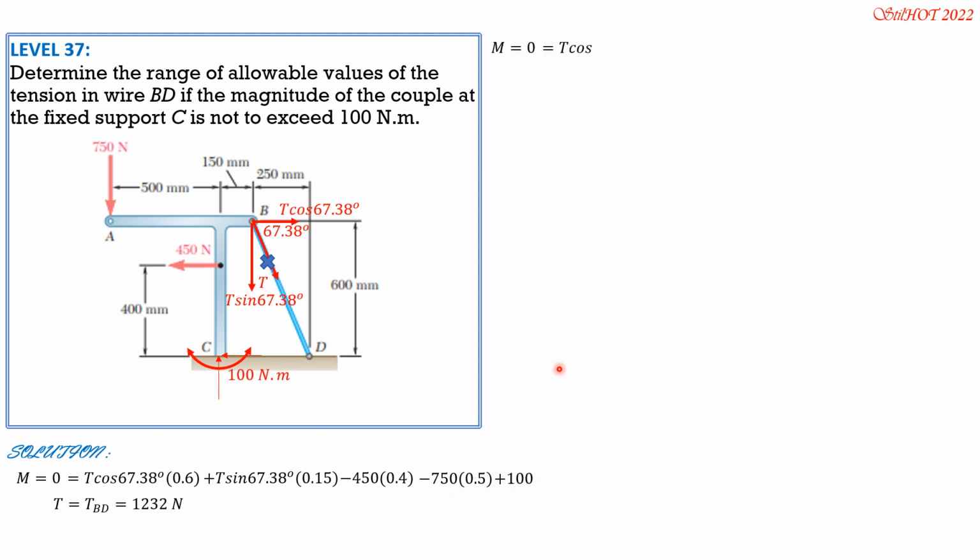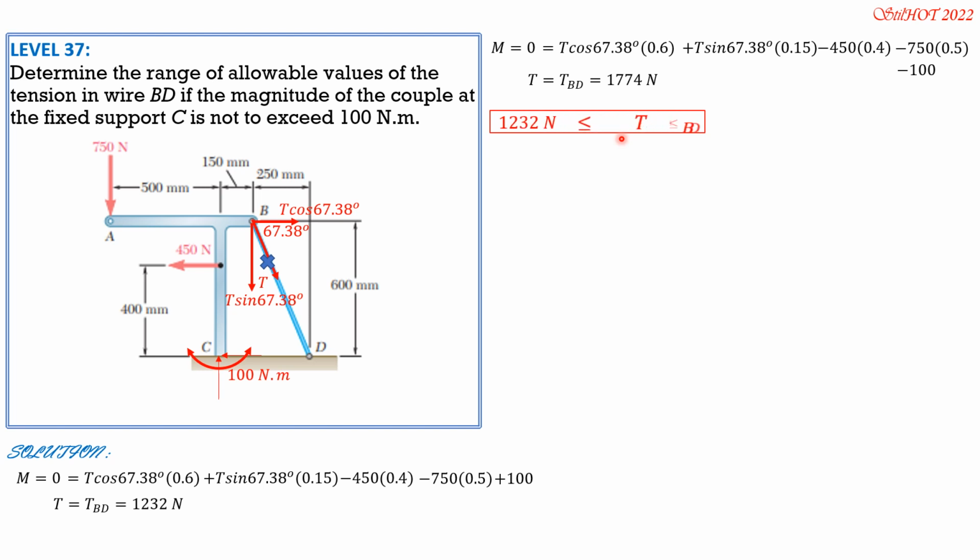So M is 0, T cosine 67.38 times 0.6 plus T sine 67.38 times 0.15 minus 450 times 0.4 minus 750 times 0.5, then minus 100. So this time T, tension BD, is 1774 newtons. Therefore, 1232 is less than or equal to tension BD, and tension BD is less than or equal to 1774 newtons.